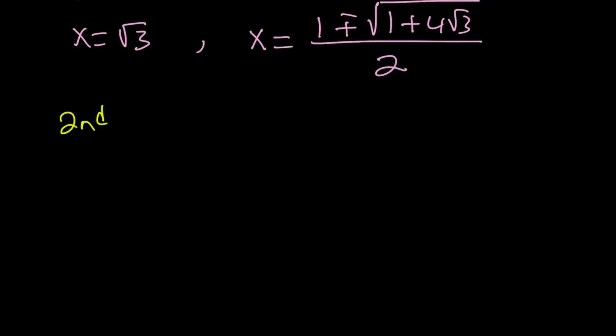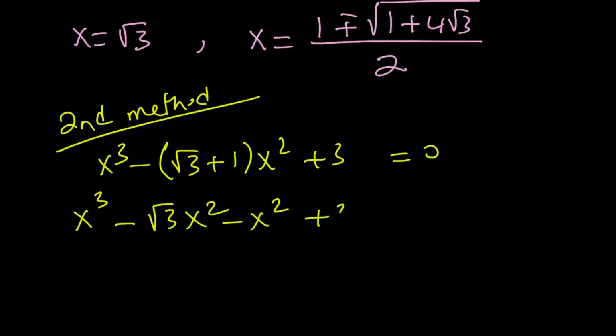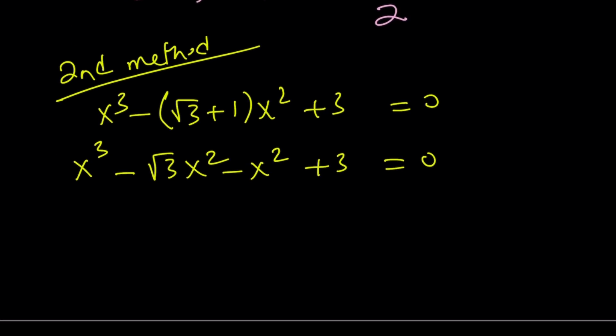So the second method definitely will be easier. So I have my equation x cubed minus the quantity square root of 3 plus 1 times x squared plus 3 is equal to 0. Now I'm going to go ahead and expand everything. x cubed minus square root of 3 x squared minus x squared plus 3 is equal to 0. Now notice that this equation has 4 terms and it's factorable. We can factor this by grouping.